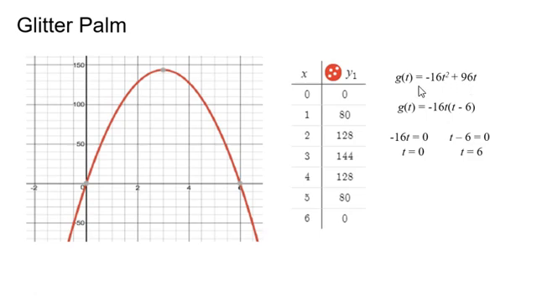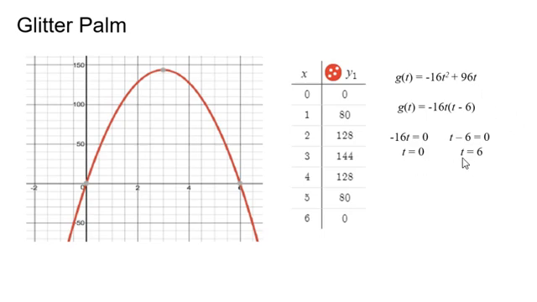And if we take this quadratic and rewrite it in factored form, we factor out that negative 16 from each of the terms, and we're left with these two factors. When I use the zero product property with each of these factors, set them equal to 0, and solve for t, I get the solutions 0 and 6. So the solutions to this quadratic function are 0 and 6.